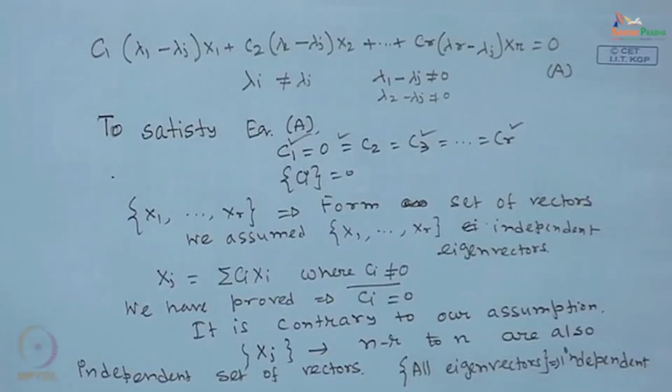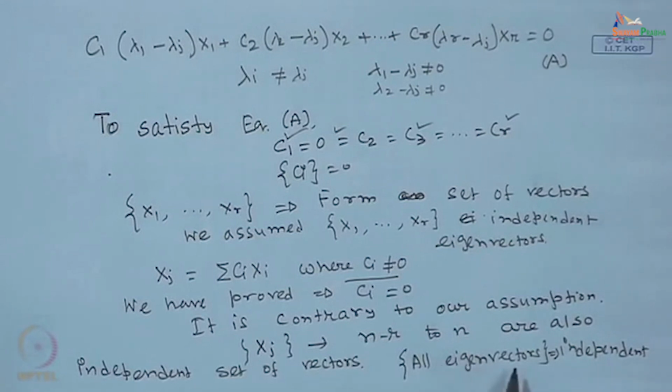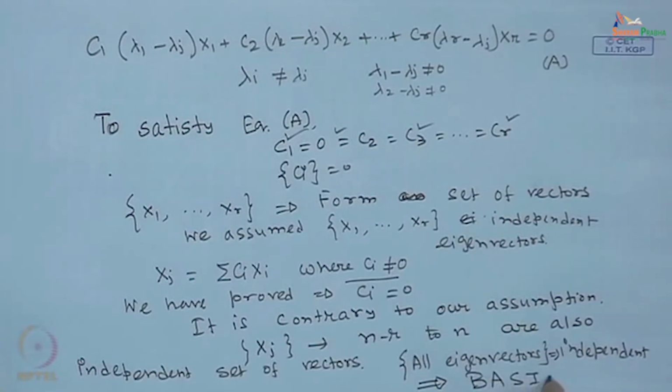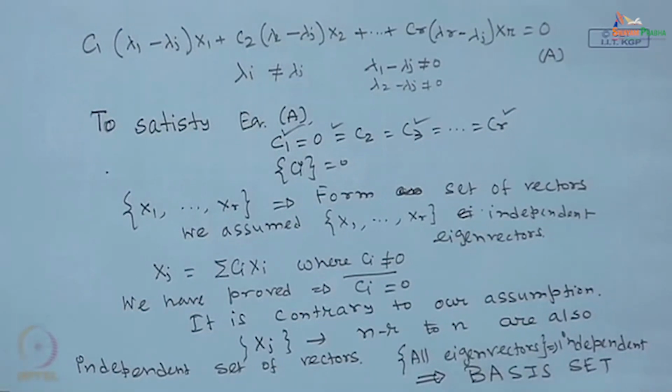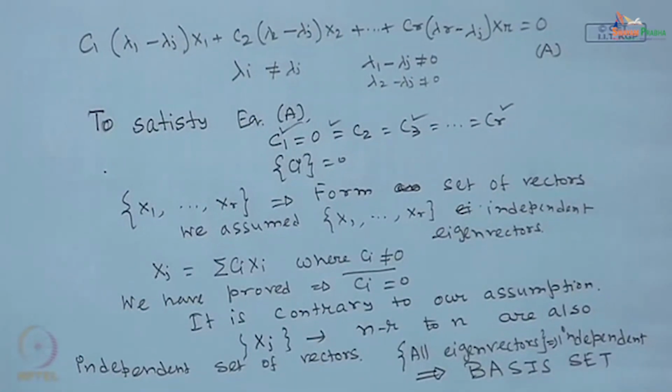All eigenvectors are independent and they are members of the basis set. So, they form a basis set. This completes this proof. So, we have seen that all the eigenvectors of a matrix A are members of the basis set, and any other vector in the space can be represented using basis set vectors. Therefore, eigenvectors of a matrix are always independent, each of them is independent, they are members of the basis set.